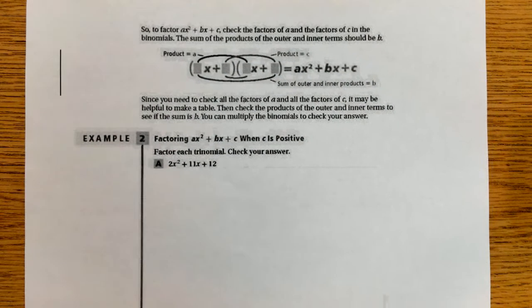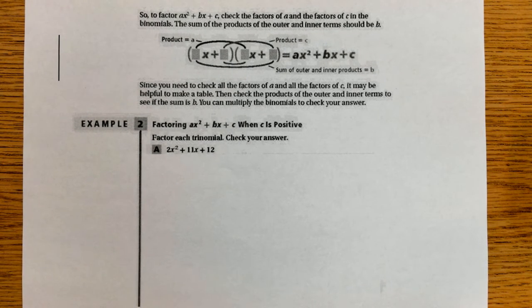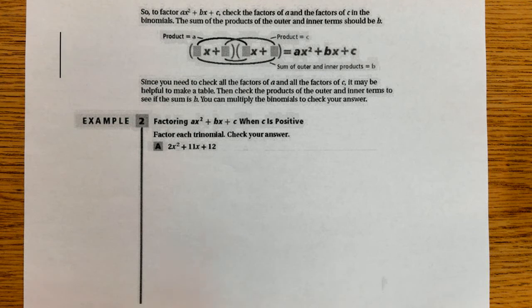So now we're going to go ahead and look at example 2. We're going to look at a more formulated method to help us factor instead of guess and check. So to factor ax squared plus bx plus c, check the factors of a and the factors of c in the binomials. The sum of the products of the outer and inner terms should be b. So since you need to check all the factors of A and all the factors of C, it may be helpful to make a table. Then check the products of the outer and inner terms to see if the sum is B. You can multiply the binomials to check your answers.